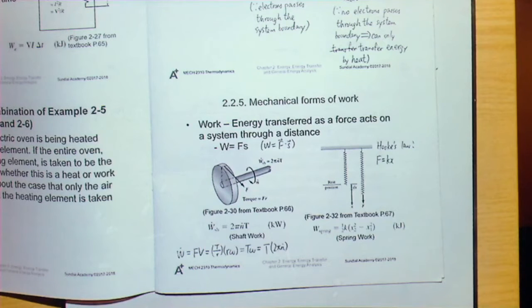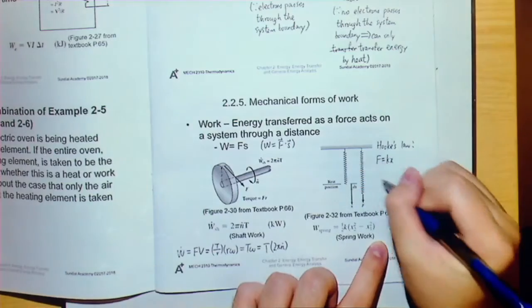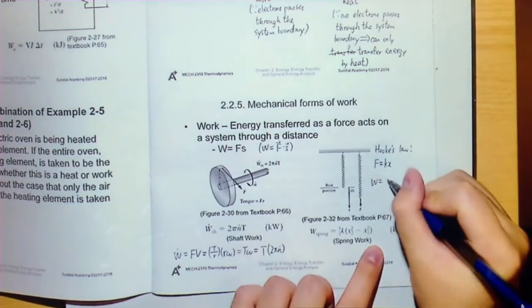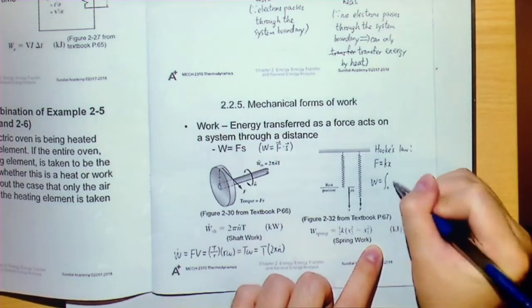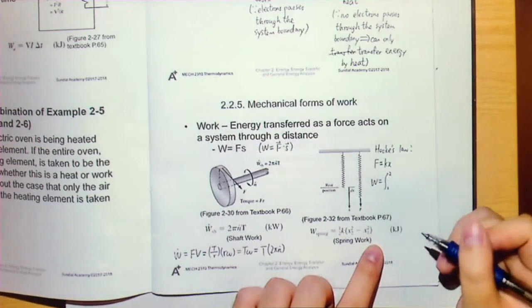The work done will be determined by integration, because when you compress or extend the spring, there is a change in x, and the force also changes. So we need to use integration. So W will be equal to the integral, suppose from position 1 to position 2, of F dx.